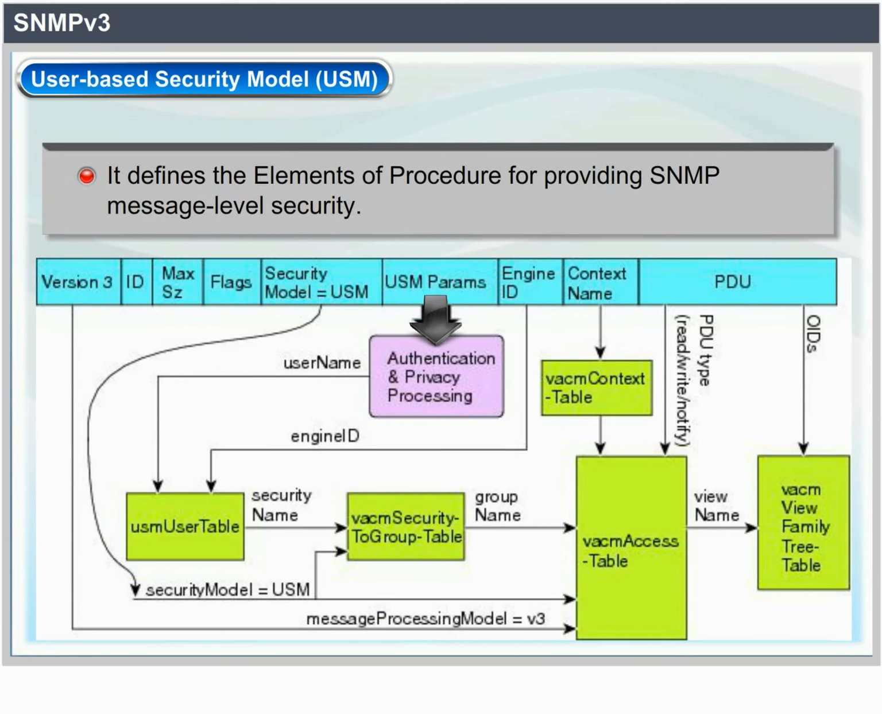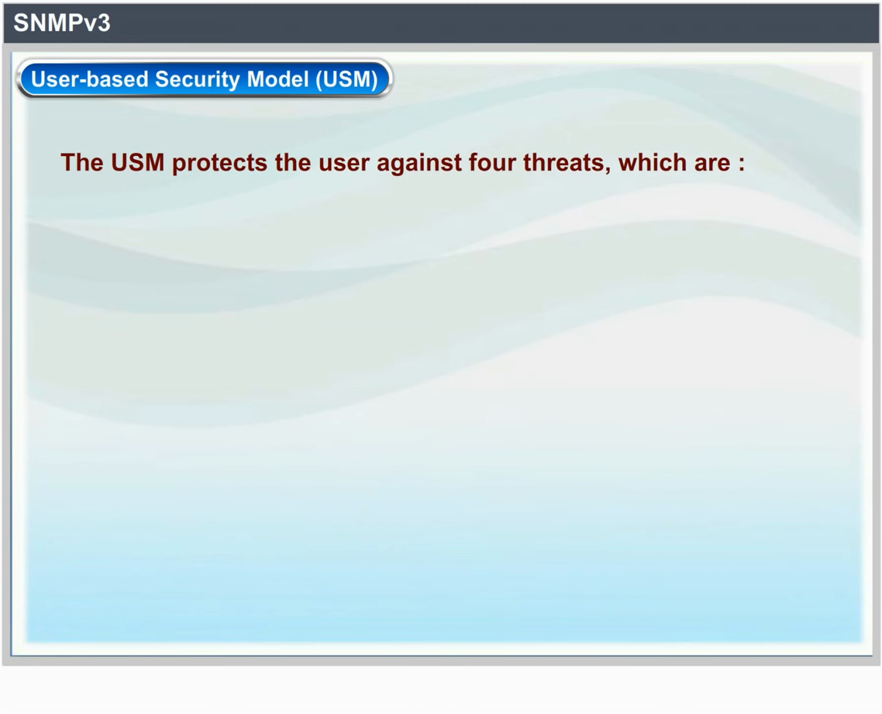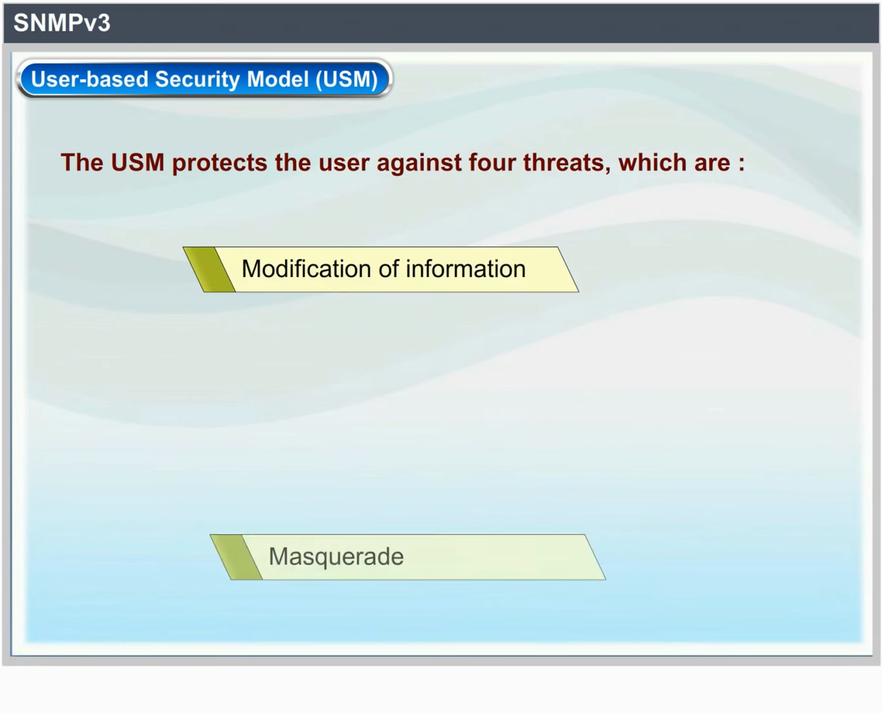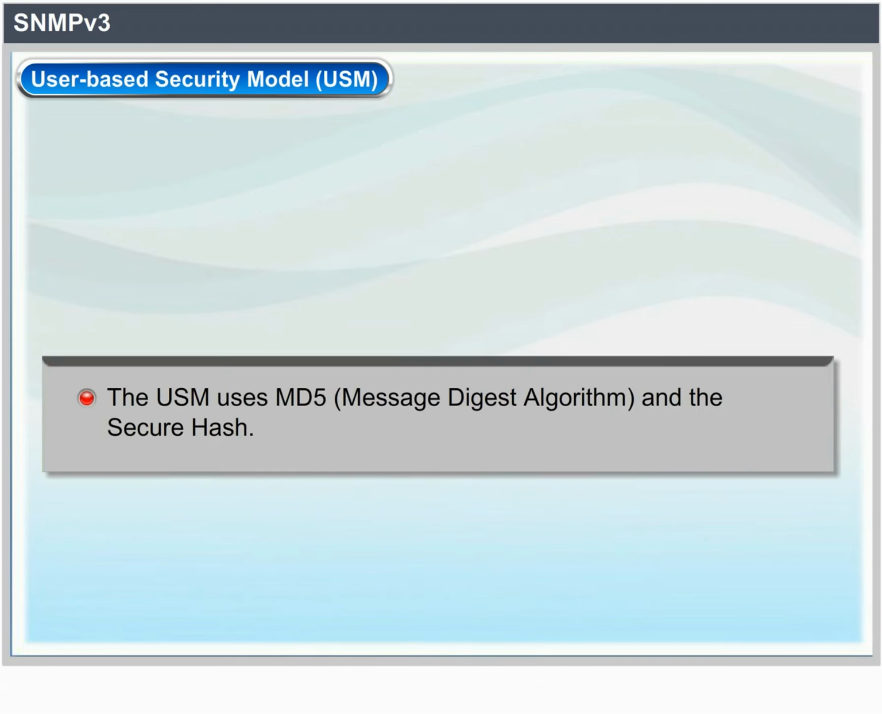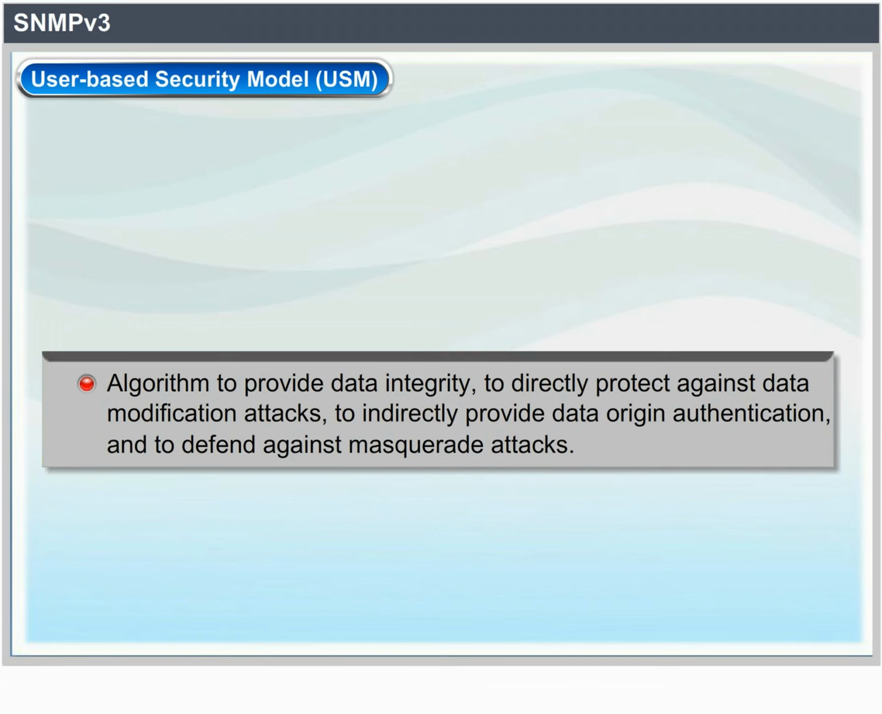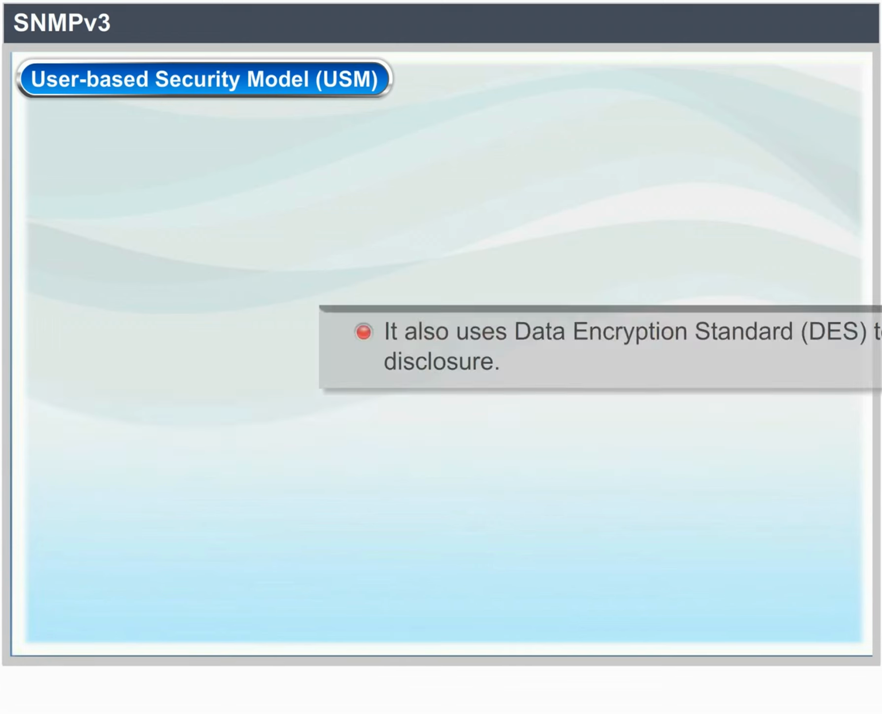The USM protects the user against 4 threats, which are modification of information, masquerade, message stream modification, and disclosure that is optional. The USM uses MD5, that is message digest algorithm, and the secure hash algorithm to provide data integrity, to directly protect against data modification attacks, to indirectly provide data origin authentication, and to defend against masquerade attacks. It also uses data encryption standard or DES to protect against disclosure.